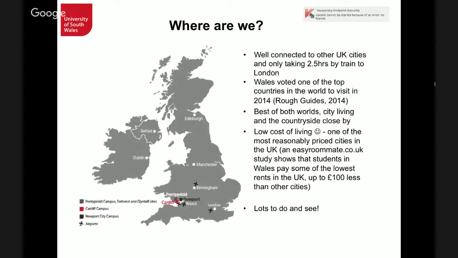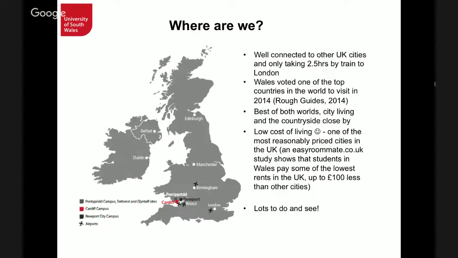To give you an idea about the location of the university, which is obviously very important, you should be able to see on your screen a cluster of our campuses in the southwest of the UK. We have 3 campuses in total: Pontypridd, Cardiff, and Newport. We're really well located outside London, about 2.5 hours by train, and there are train stations located outside each of our campuses.